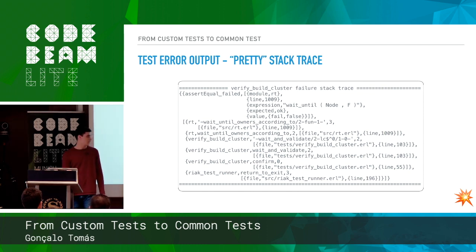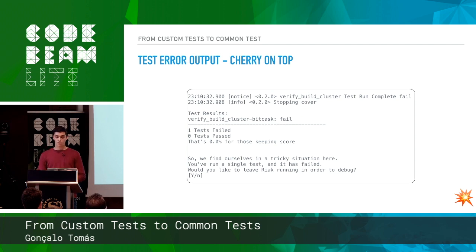Here we see that it's coming from verify build cluster, which is the name of the test suite, and it's coming from line 55. And then what I like to call the cherry on top is that if the test fails, it actually prompts you to leave Riak running in order to debug it. This is a big insight into what the target audience was for Riak Test. It was basically just Riak committers, people that knew the code base really well and that could go in and debug the issue live on a running server.